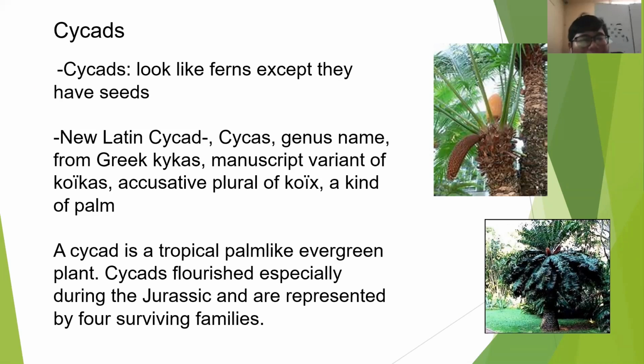In this presentation we will talk about cycads. Cycads look like ferns except they have seeds. In New Latin, the cycad genus name comes from the Greek cycas, a manuscript variant of koikas, accusative plural of koix, a kind of palm. A cycad is a tropical palm-like evergreen plant. Cycads flourished especially during the Jurassic and are represented by four surviving families.